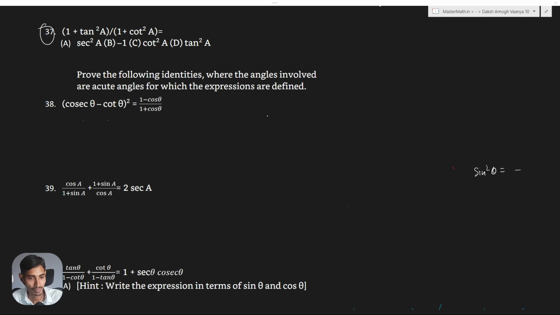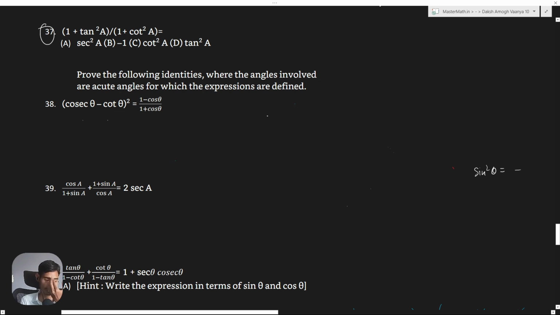Yes, Naveen. So I got the answer. Tell me. So RHS is 2 secant A. What are you saying? 2 secant A. No, sir, we have to prove that cos A by 1 plus sin A plus 1 plus sin A by cos A is equal to 2 secant A.